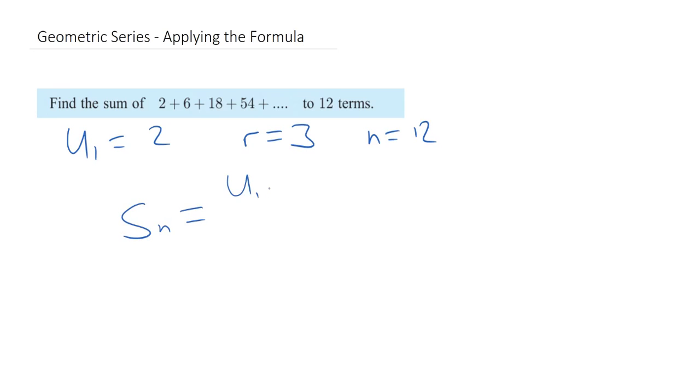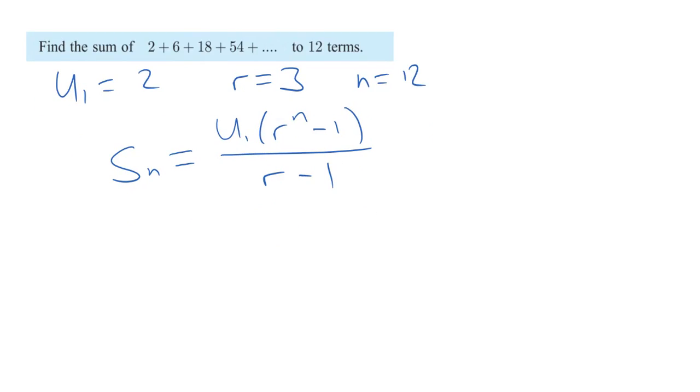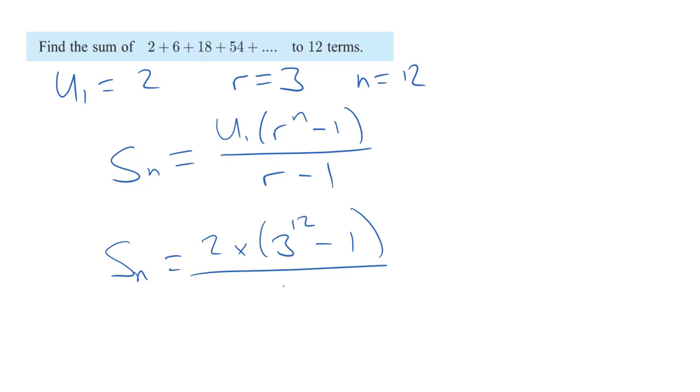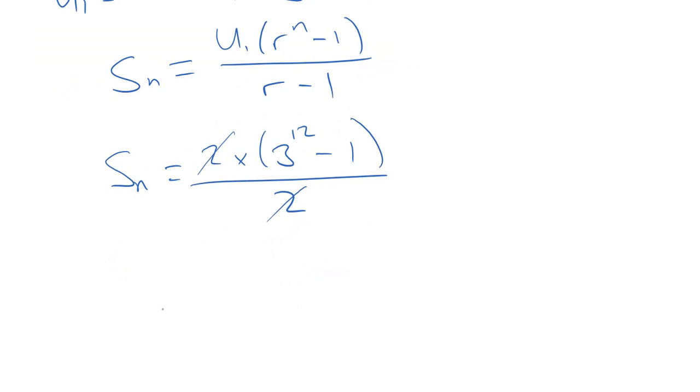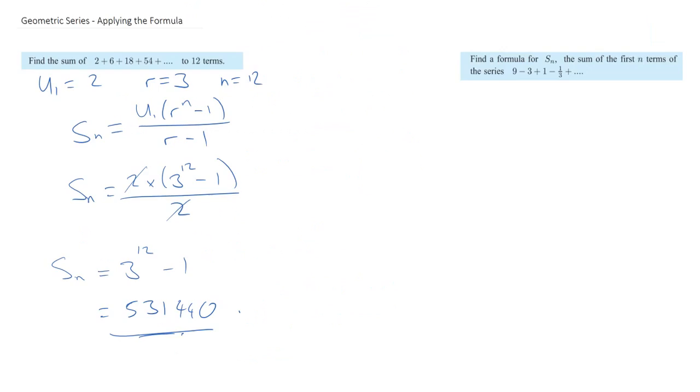Right, our formula, well, let's use this one. Sn equals U1, R to the n minus 1, all over R minus 1. Let's put the numbers in and see what happens. So we're going to have the sum is equal to 2 multiplied by 3 to the power of 12 minus 1, all divided by, well, 2, because 3 take away 1 is 2. Well, those are going to cancel out. So on our calculator, the sum is just going to be 3 to the 12 minus 1, and that will work out to be on a calculator 531,440. Done. That was easy.